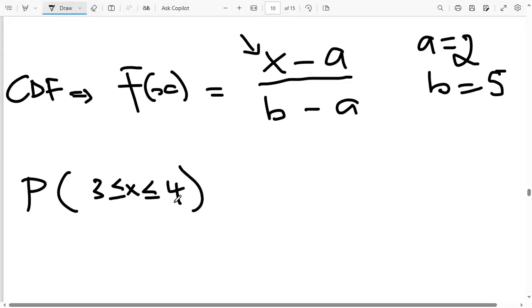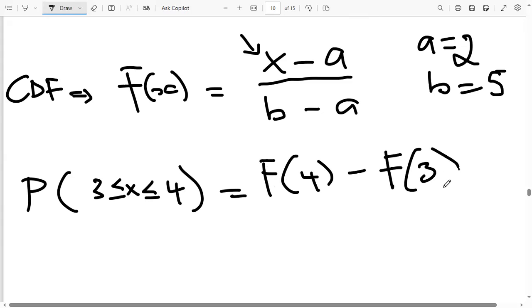Okay, so the probability of X being between 3 and 4, that's what we are finding. This is the same as the cumulative distribution of 4 minus the cumulative distribution of 3. So we know what this represents. It is given by this formula here, and this one is the same. So for this one here, the X will be 4, and then for this one, the X will be 3.